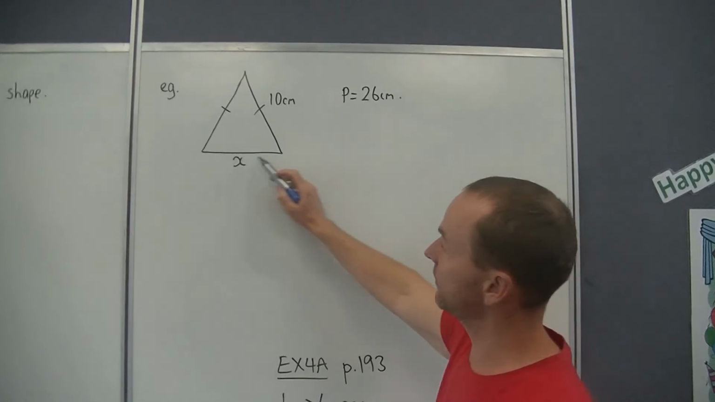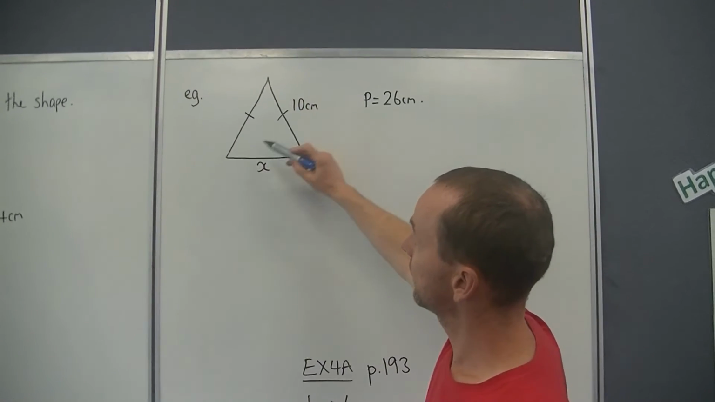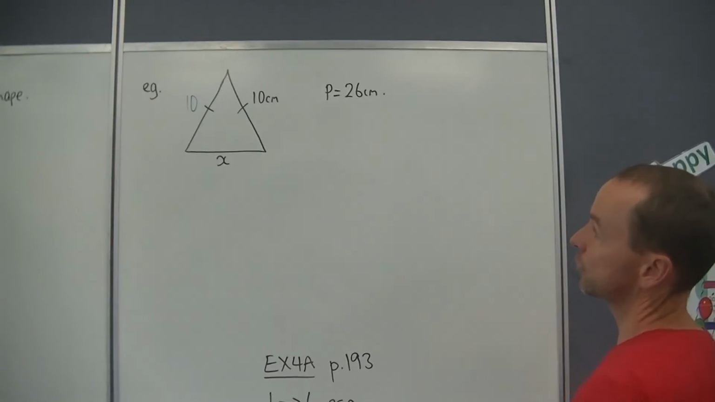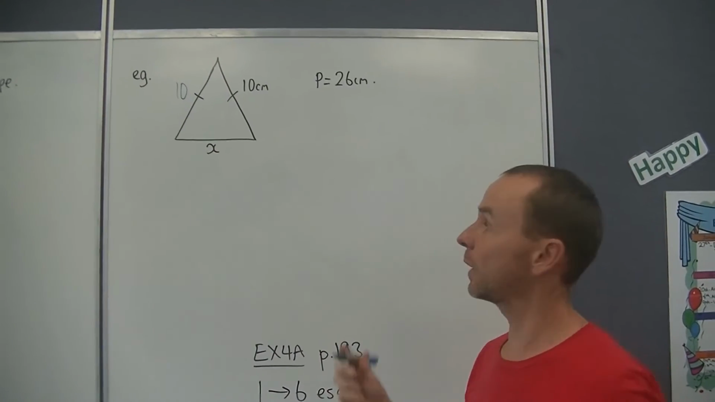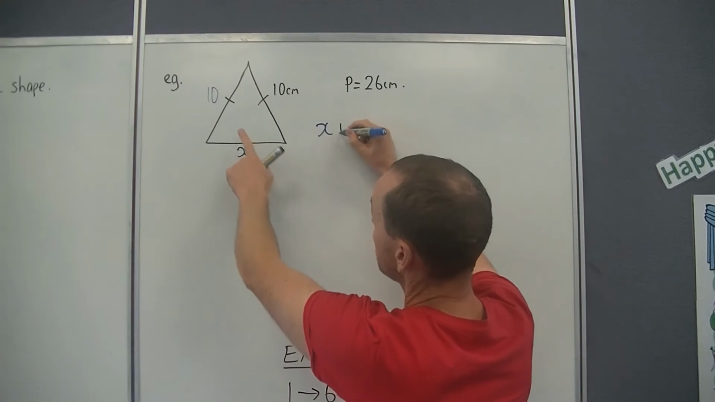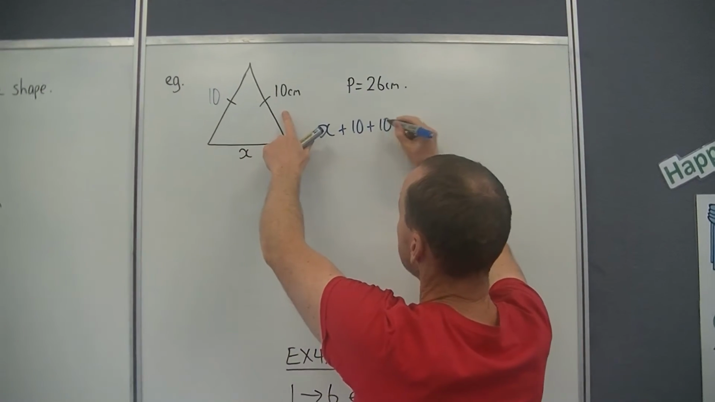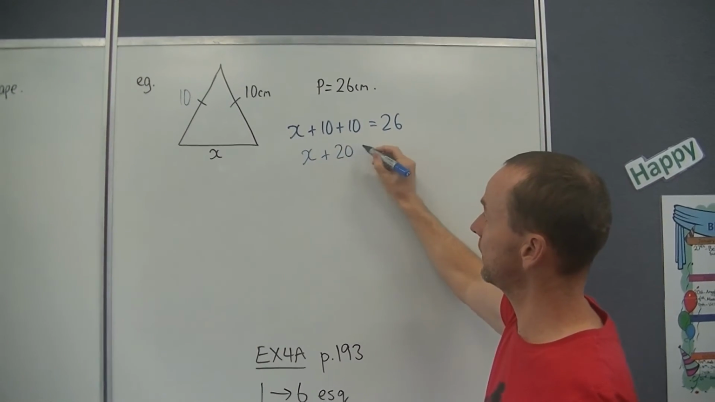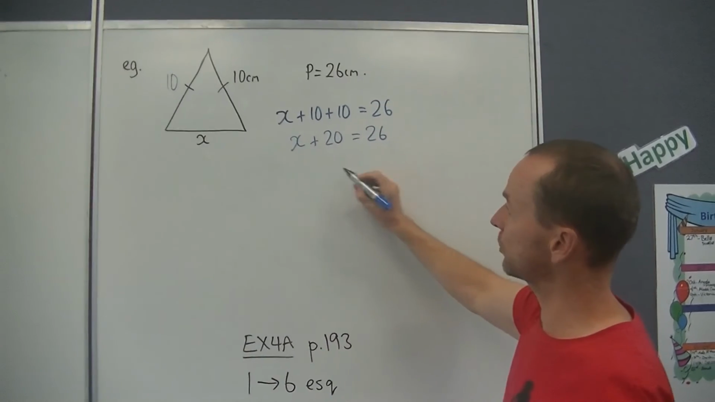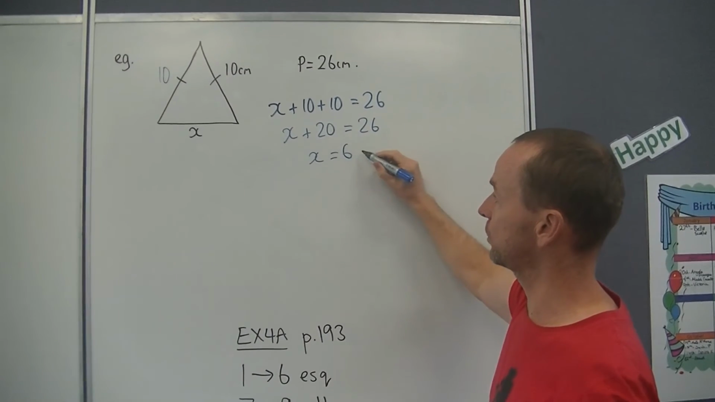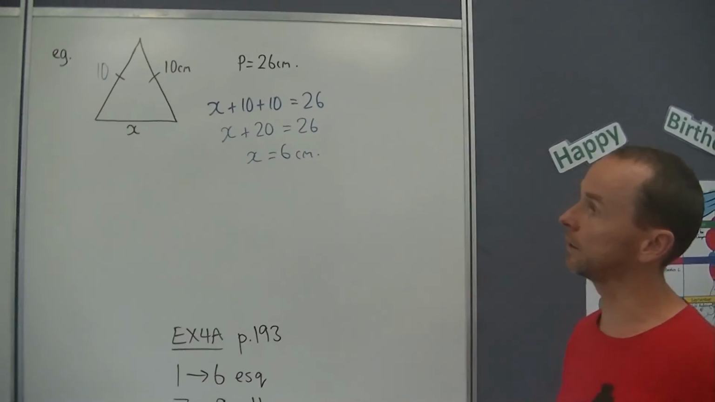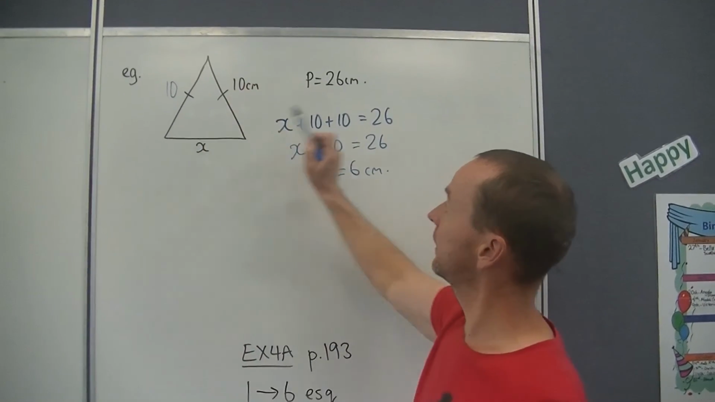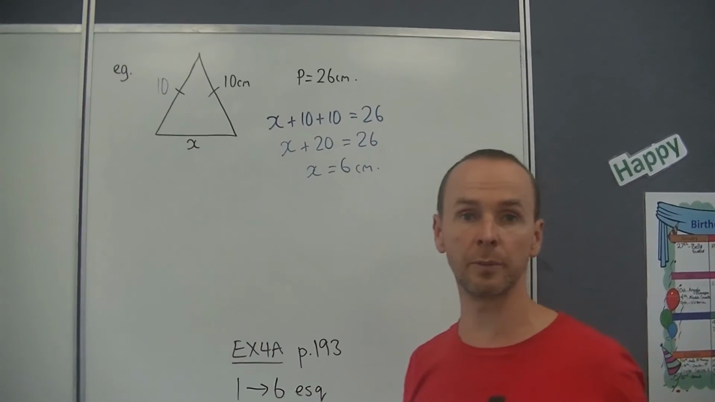So this time you've got x down there, that's 10 and that's the same length, isn't it? So that must be 10, so fill that in. And the perimeter is 26. So again, set up an equation. So we've got x plus 10 plus 10 equals 26 centimetres. So x plus 20 equals 26. Subtract 20 from both sides and you get x equals 6. Put the units in centimetres. And again, if that's 6 and that's 10 and 10, add to 26. You check your answer using common sense.